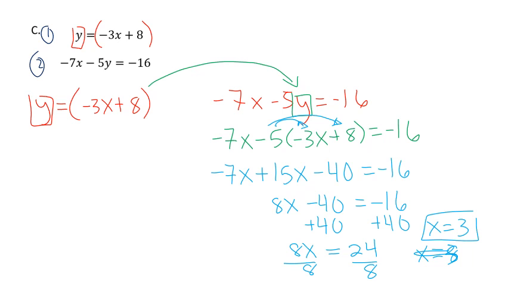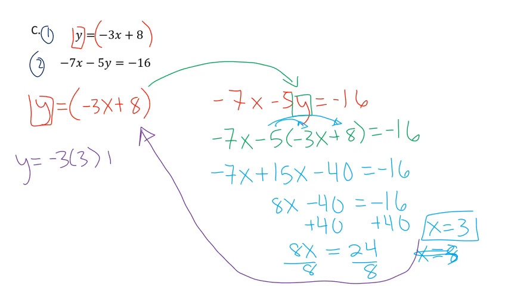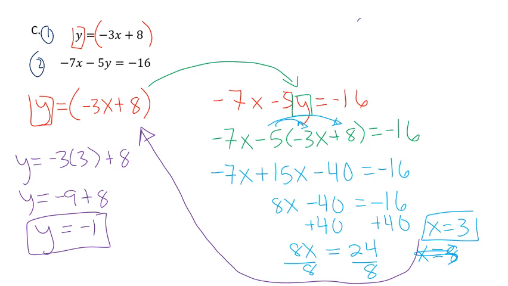And then when we get our first variable, again, we have to substitute it back in. So I see that first equation, negative 3x plus 8. I'm going to put that 3 in. And we get negative 1. So our final answer would be 3, negative 1.